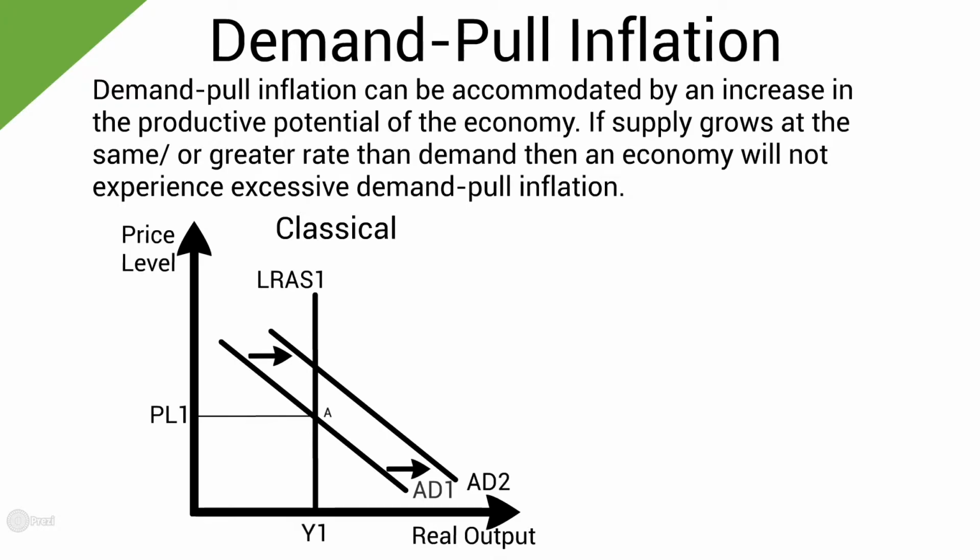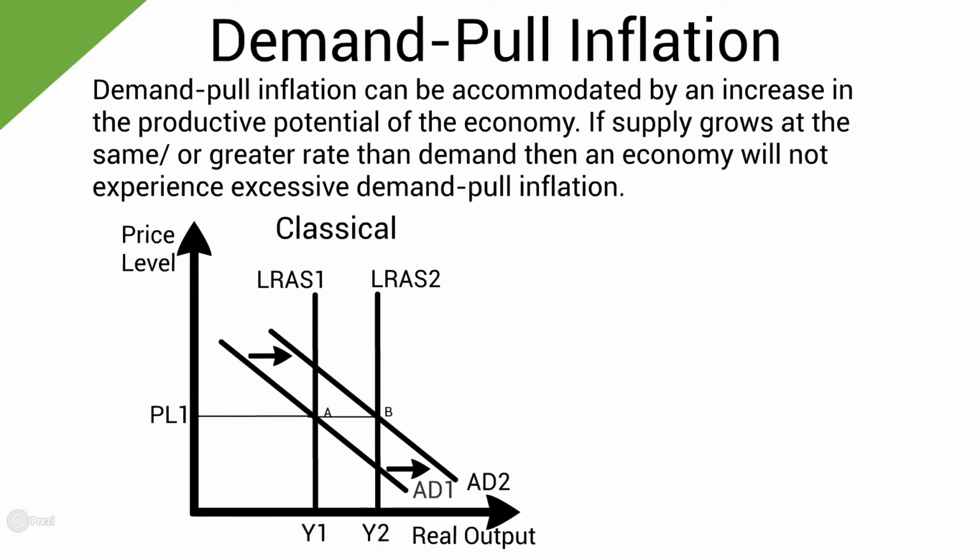long run. If we have supply-side policies, the productive potential of the economy will increase and the LRAS curve will shift outwards from LRAS 1 to LRAS 2. So if we have an increase in aggregate demand and an increase in aggregate supply, like we have here, our economy will be at a new long-run equilibrium at point B, which is where the price level is the same as it was before, PL1, and real output is greater than it was before, Y2 rather than Y1. The additional demand has been accommodated because of the increase in the productive potential of the economy, the supply side policies.